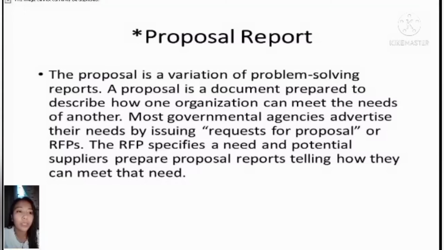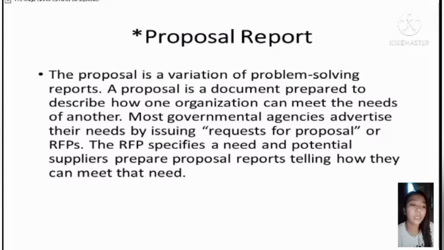Next is proposal report. The proposal is a variation of problem-solving report. A proposal is a document prepared to describe how one organization can meet the needs of another. Most governmental agencies advertise their needs by issuing requests for proposal, or RFPs. The RFP specifies a need and potential suppliers prepare proposal reports telling how they can meet that need. A proposal report, in the technical sense, is a document that tries to persuade the reader to implement a proposed plan or approve a proposed project.